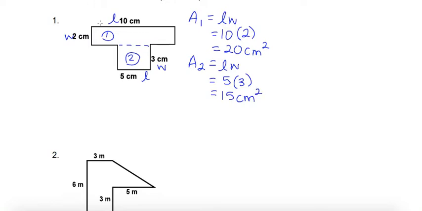So once I've determined the area of shape 1 and shape 2, I can work out the total area by taking the area of shape 1 and adding that to the area of shape 2. So I'm going to take my 20 and add it to 15, which gives me 35, and I have to include my units, centimeters squared.